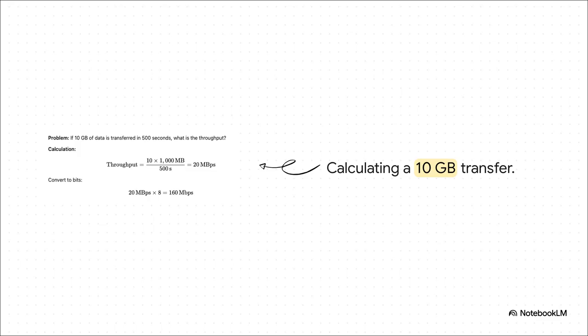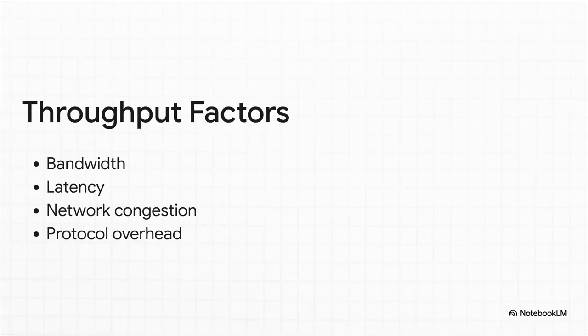But what if you want to know what that requires in terms of your internet network speed? You multiply that 20 by 8 to convert the bytes back into bits, revealing that your network must be sustaining a throughput of 160 megabits per second, lowercase b. But as we all know, we rarely ever get the perfect, maximum speed our provider advertises, right? Why is that? Because throughput is affected by several physical and digital roadblocks.